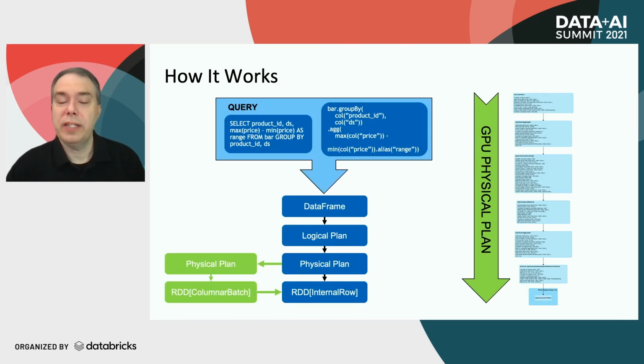Okay, so a little more detail on how it works. Here's an example query. Catalyst is going to take that query, the series of either SQL on the left or data frame operations on the right, and form a logical plan from those operations. And then it's going to take that logical plan, optimize it, and produce a physical plan. And that physical plan is executed on the CPU row by row using RDDs of InternalRow. RAPIDS Accelerator hooks in at the physical plan layer. After Catalyst has produced that physical plan, it looks at the physical plan node by node and will swap out parts of the plan with GPU versions of those nodes, which execute using RDD of ColumnarBatch.